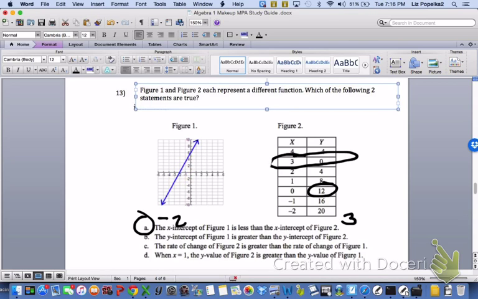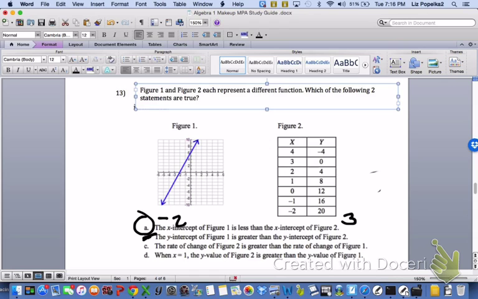So we got to figure out which second one is also true. B says the y-intercept of figure 1 is greater than the y-intercept of figure 2. The y-intercept of figure 1 is 4. The y-intercept of figure 2 is 12. So no, that's not right, because figure 2's y-intercept is actually bigger. So I'm going to mark out B.